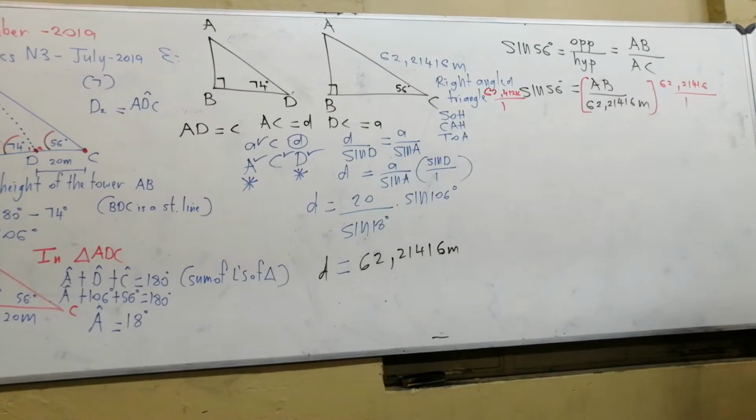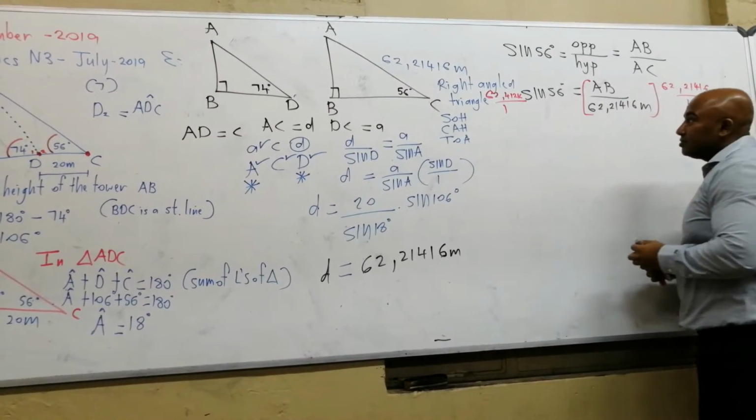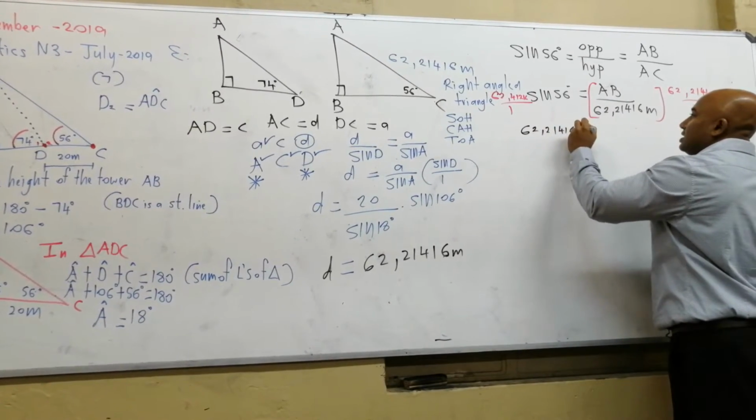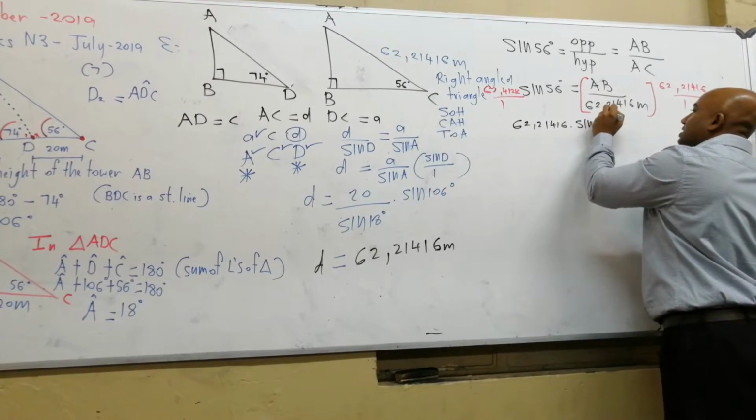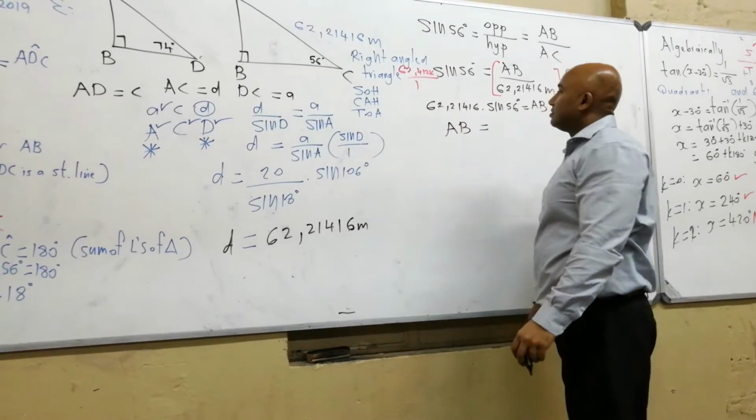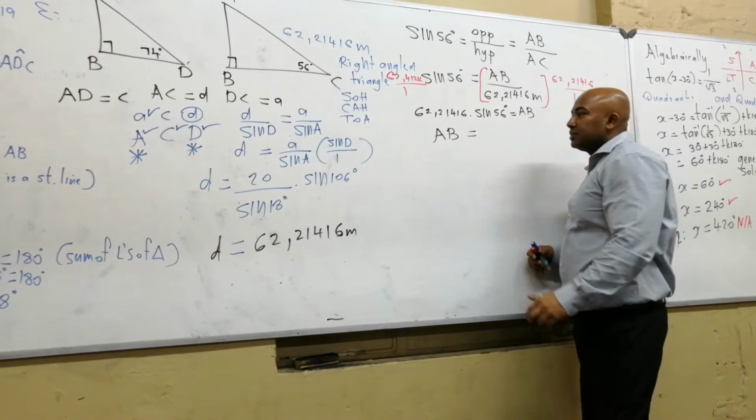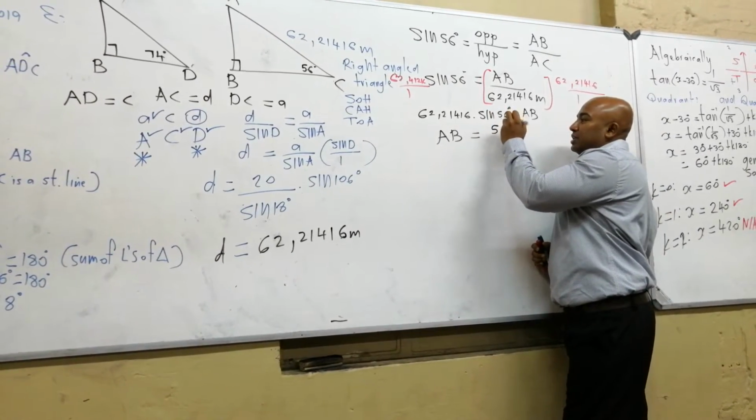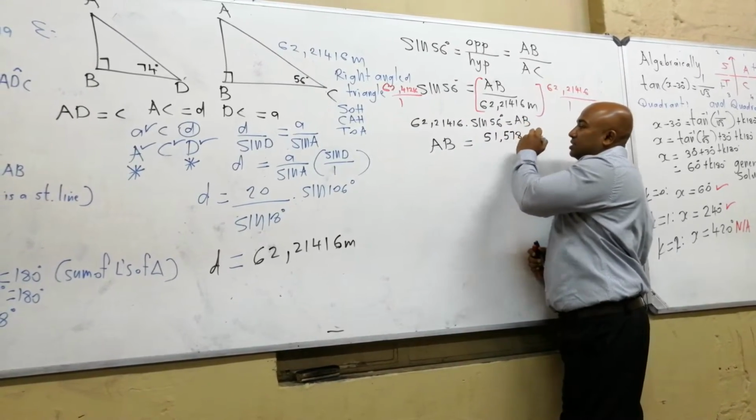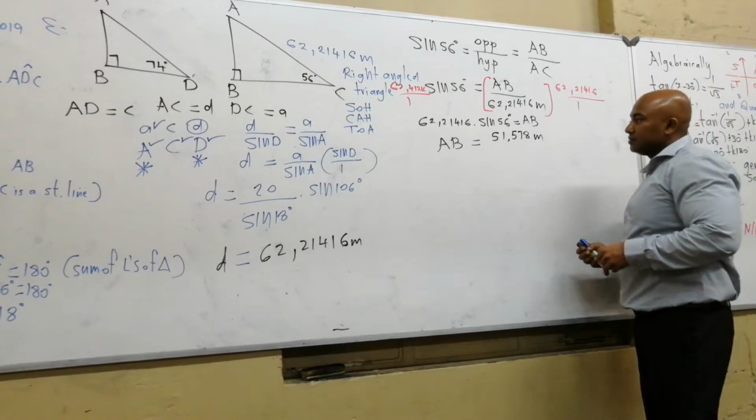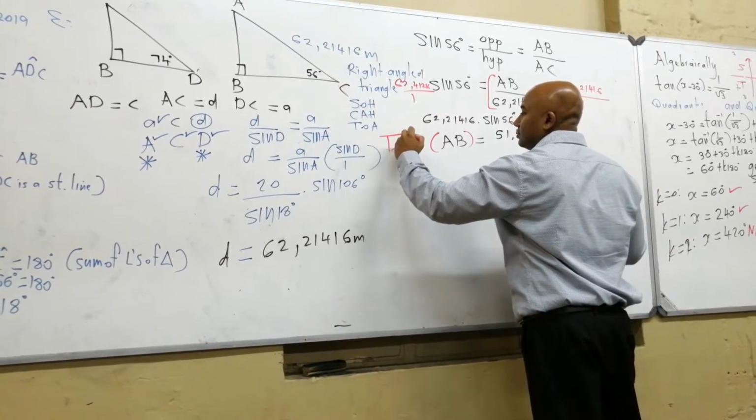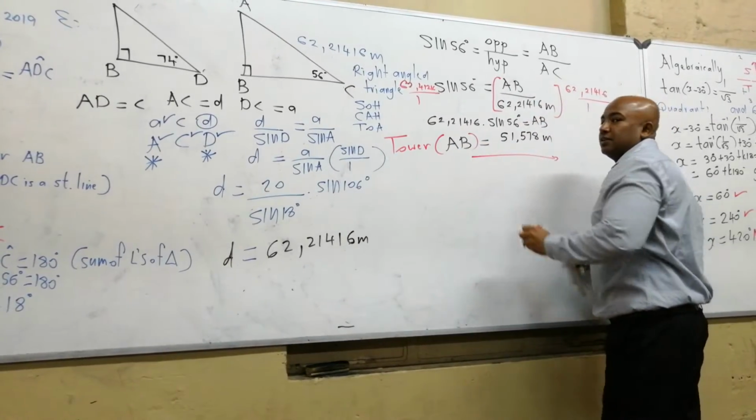In other words, the shortcut is just cross multiply. So we got 62,21416 times sine of 56 degrees is equal to AB. Give me the answer now. 51,578. Now we will round off to 3 decimal places. 51,578 meters. This indicates that this is the tower.